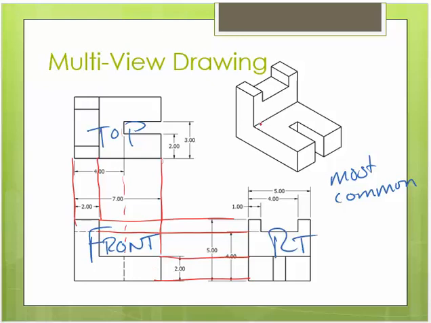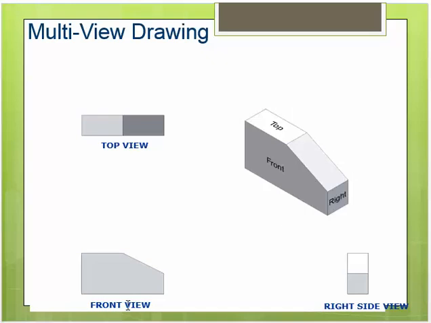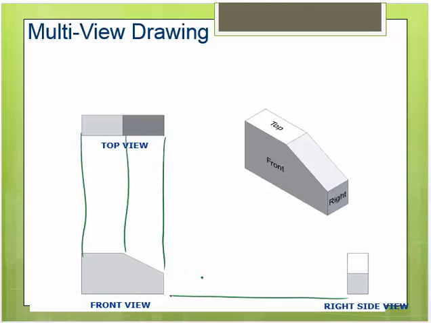The one thing I didn't say up here is typically in the corner, you're going to give an isometric. Notice here we've got our front view, right side view, top view, and our isometric. Real quickly, if you look here, these are indeed all lined up with each other. And then over here is the isometric as well.